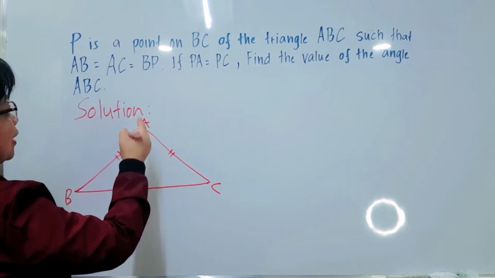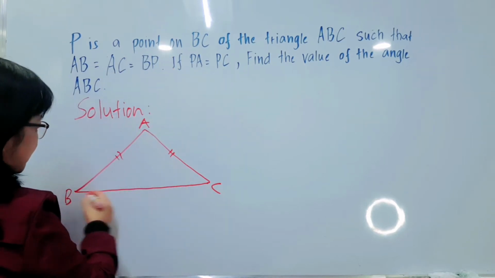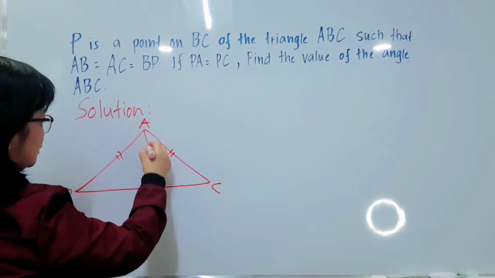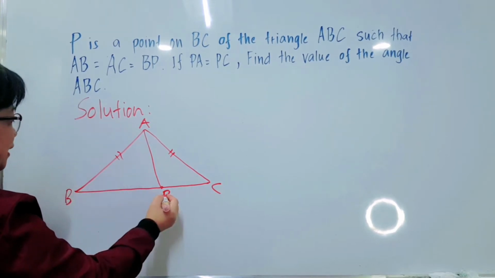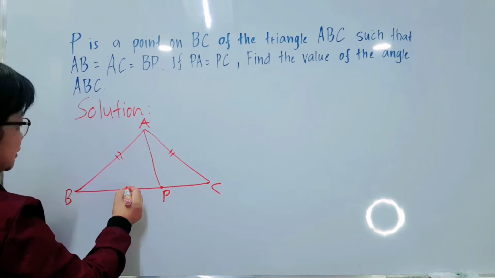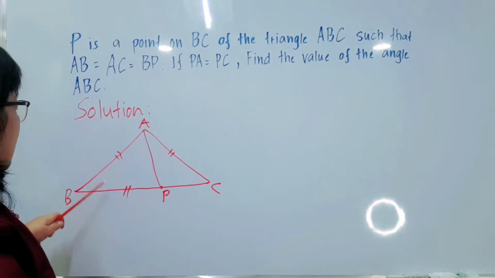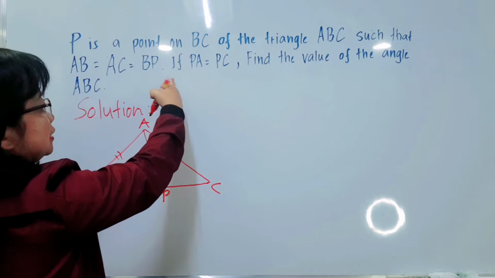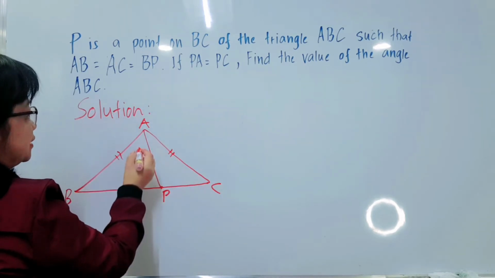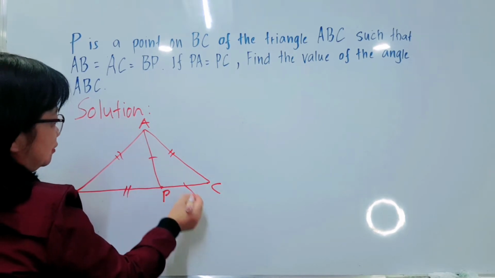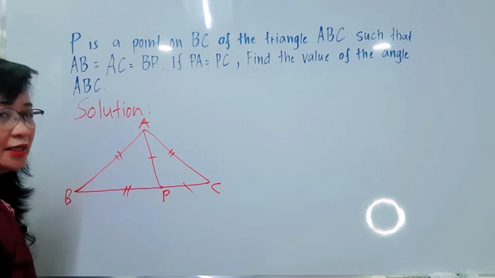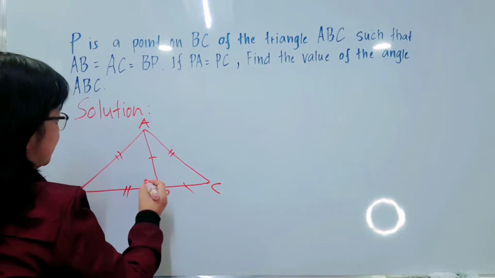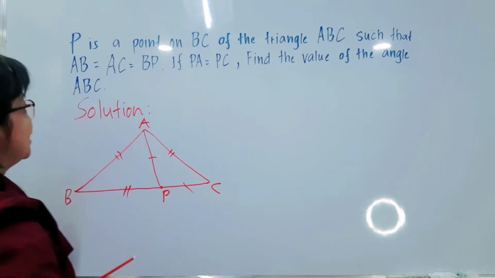Now, where is BP? P is the point on the BC of the triangle. So BP is equal to AB and AC. Now, here, also, there's another condition. If PA is equal to PC, this is also an isosceles triangle because this length is equal to this length. Now, therefore, find the value of the angle ABC.